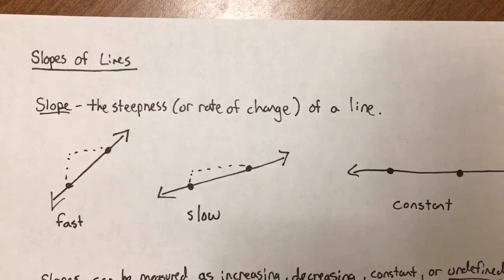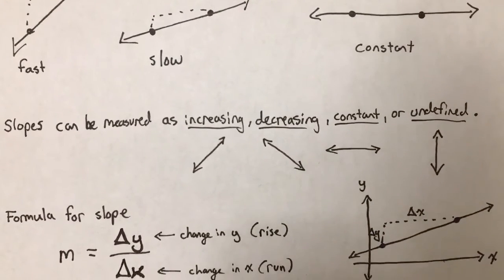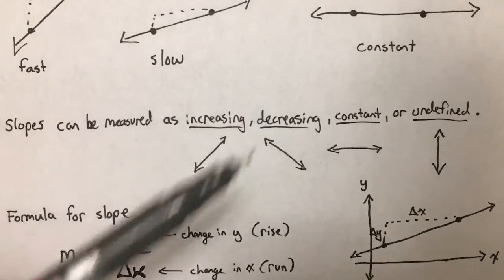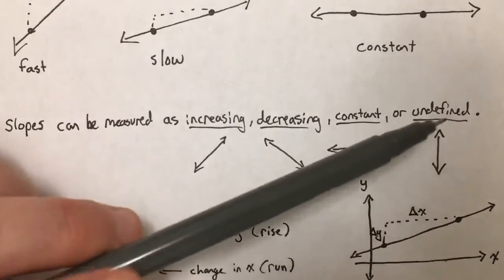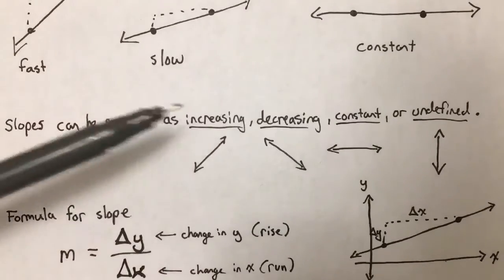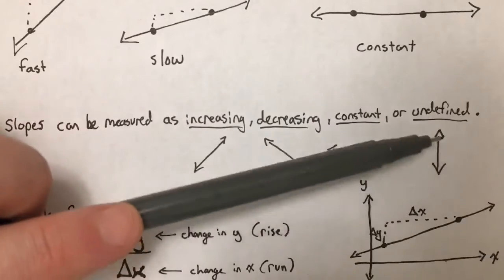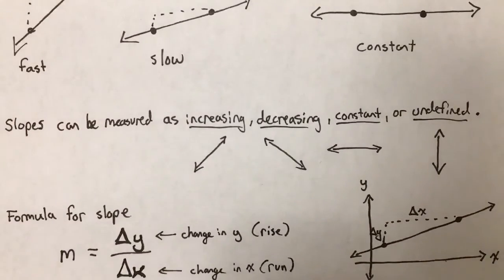So slopes can be measured in four ways. They can either be measured as increasing lines, decreasing, constant, or the fourth condition could be undefined. So, we may look at this topic later. Sometimes we may run into lines that are vertical, meaning that they would have an undefined slope, but we'll get to that topic later. So how do we calculate slopes?